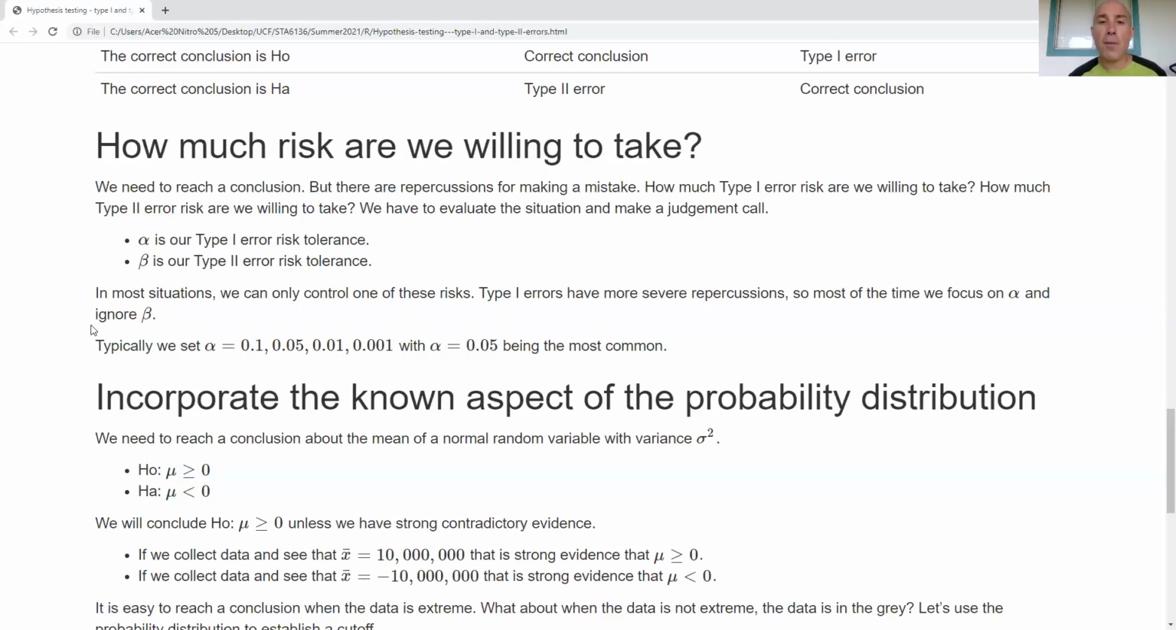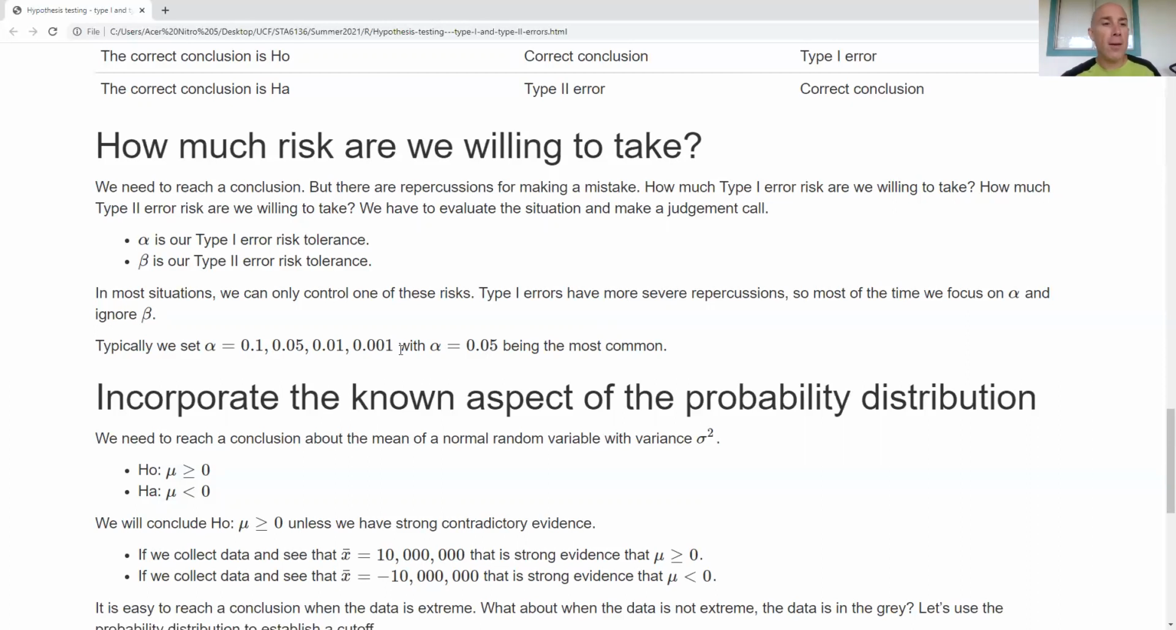Typically, alpha is equal to 0.05. That's the most common value. Other common values are 0.1, 0.05, 0.01, 0.001. These are all common type 1 error risk tolerances. Now remember, in mathematics, we can only control one type of error risk. And therefore, we're going to control the type 1 error risk because that's the one with the more severe penalty.